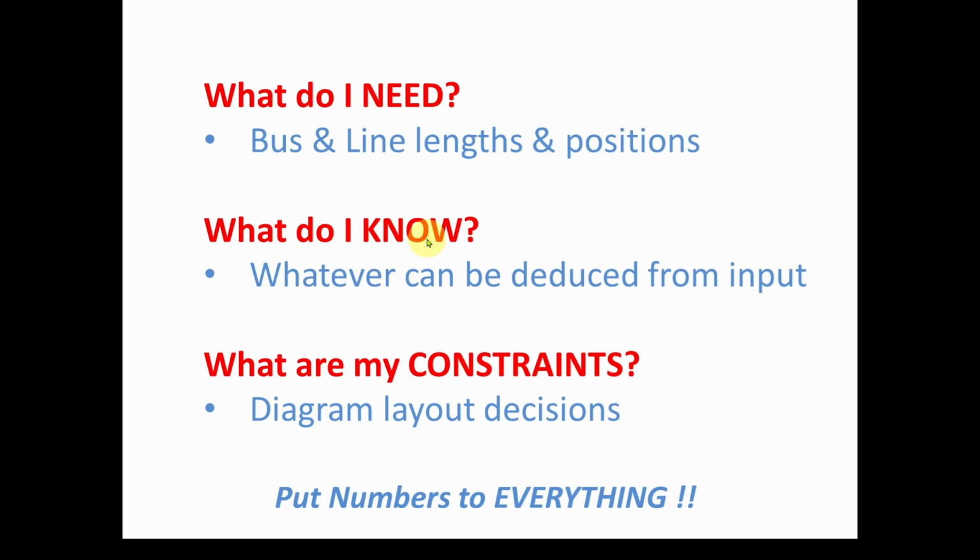Now, what do I know? What's my input? Well, whatever I can deduce from those pairs of numbers, that's what I know as input. And then what are my constraints? There's going to be some decisions I need to make on how to lay out this diagram so that it's easy to understand and everything works. So these are the things I need to first figure out. What do I need? What do I know? What are my constraints? Before I can go into the process of doing the design.